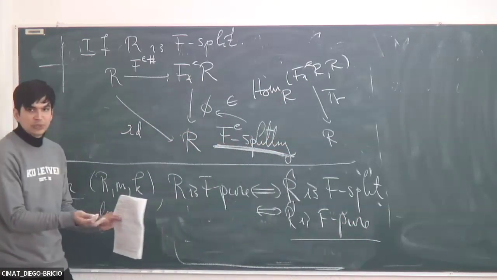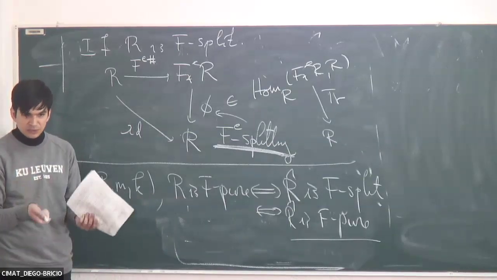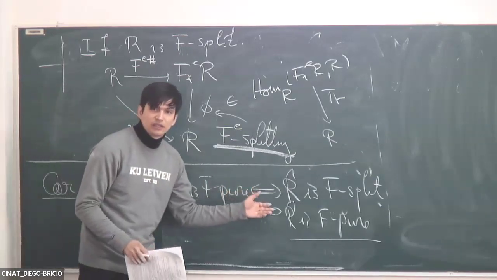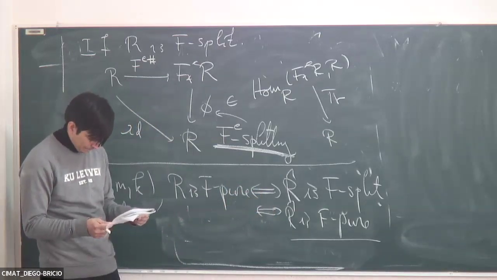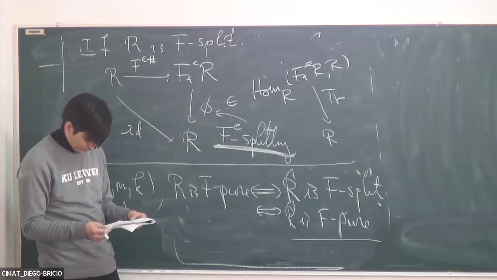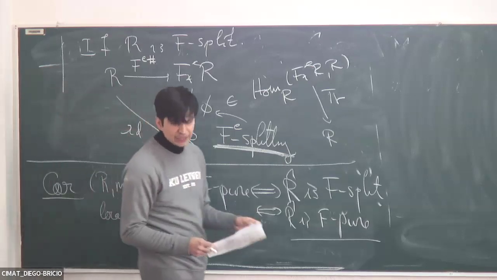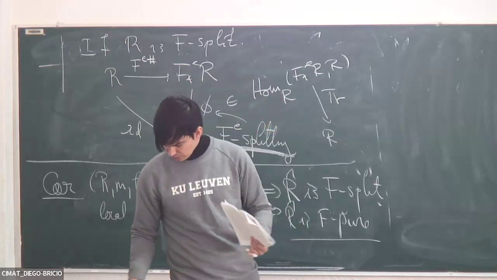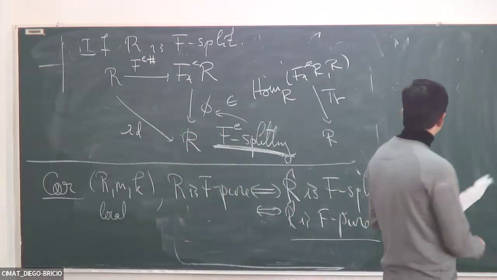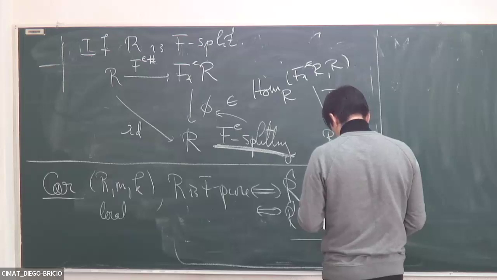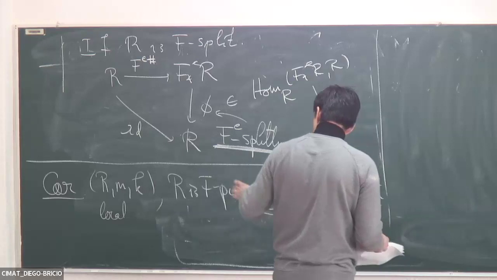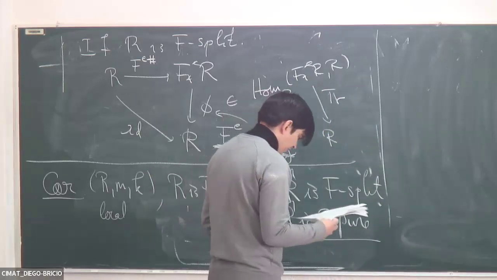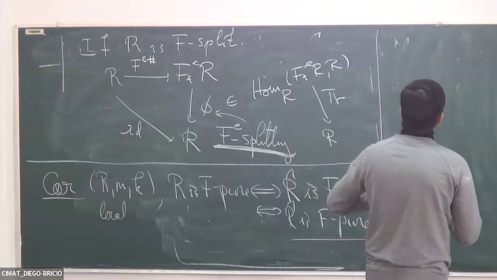So you can see how F-purity is stable under completion, meaning that it's a true singularity notion, but F-splitness is not, it's not well behaved. Okay. Any questions with this? Okay, that's the ABC of F-purity. And now the important criterion here.